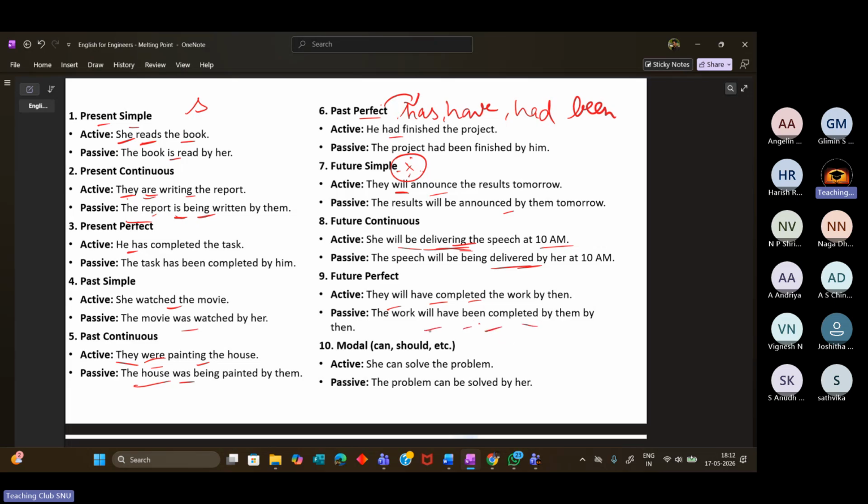We just add a been to it. And then modals just get retained, and the verb gets converted to past participle in the passive voice, right? So like, she can solve a problem becomes the problem can be solved by her. We retain the modal verb and add a be to it.